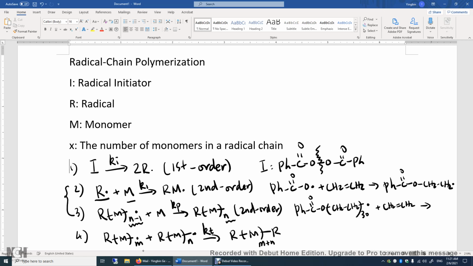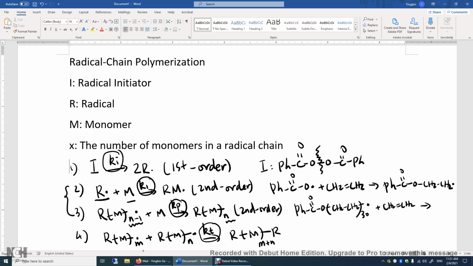For convenience, I'm going to combine these two. Just say these two are both propagation. So we're going to have the radical keep attacking monomers and grow the radical chain. So I'm going to assume this k1 and kp are very close to each other. Well, it's reasonable because in both reactions, it's a radical attacking the monomer. Usually, this type of reaction is pretty fast because of the high reactivity of the radical. And k sub T is pretty fast because, again, this is a reaction between two radicals.